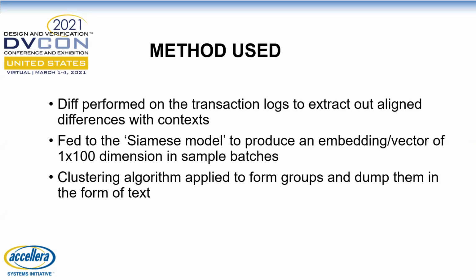So the method that we used: we performed diff on the transaction logs to extract aligned differences with context. We then fed it to the Siamese model to produce an embedding of 1 cross 100 dimension in sample batches. A clustering algorithm was then applied to form groups, and we then dumped them in the form of text.